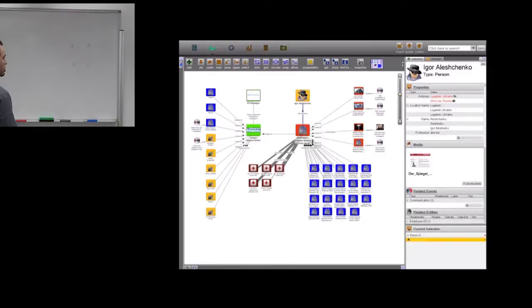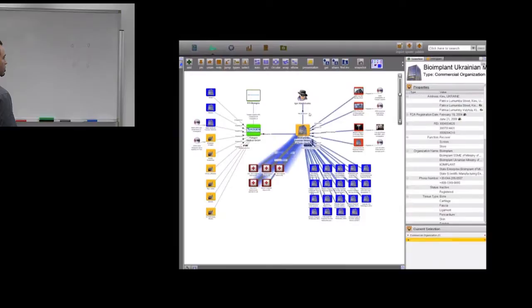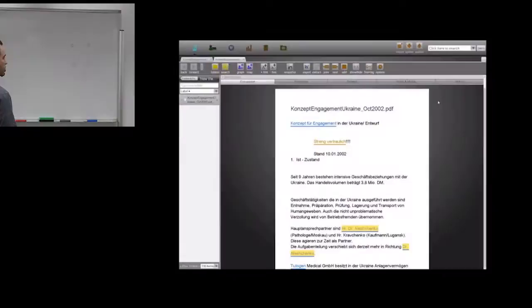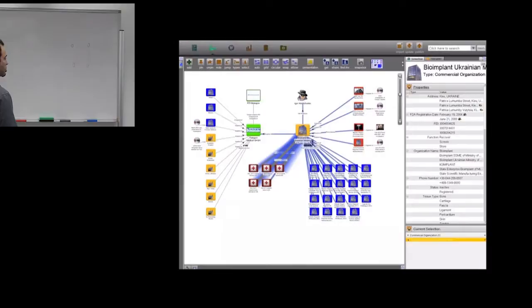Until the raid in February, Alyshenko was director of Bioimplant, a company owned by the Ukrainian Ministry of Health, which collected the tissue from regional morgues to send to Tutogen. Internal records show Tutogen had real problems doing business with Alyshenko. In a 2002 memo marked strictly confidential with 4 exclamation points, Tutogen executives urged an exit strategy from Ukraine. They wrote that a middleman, believed to be Alyshenko, kept demanding more money, and they didn't know what happened to the money they sent him to pay the morgues.